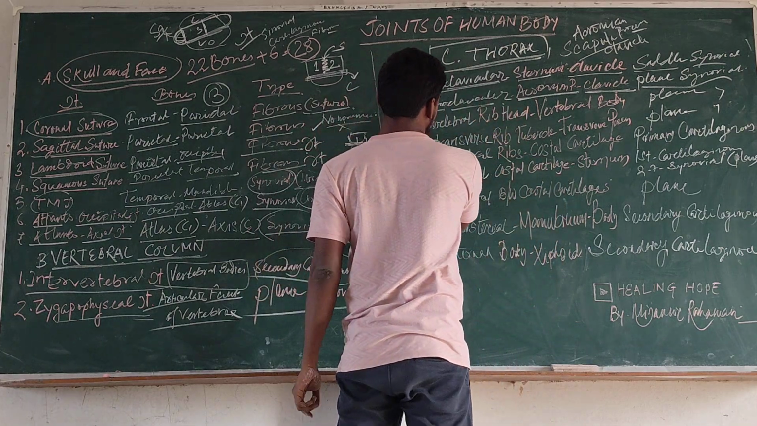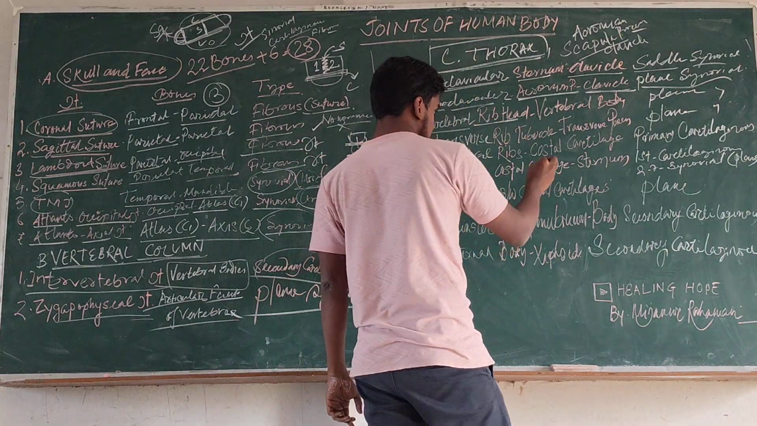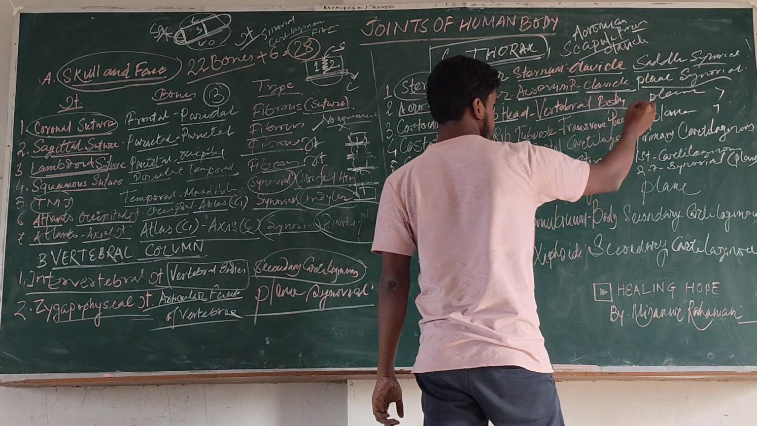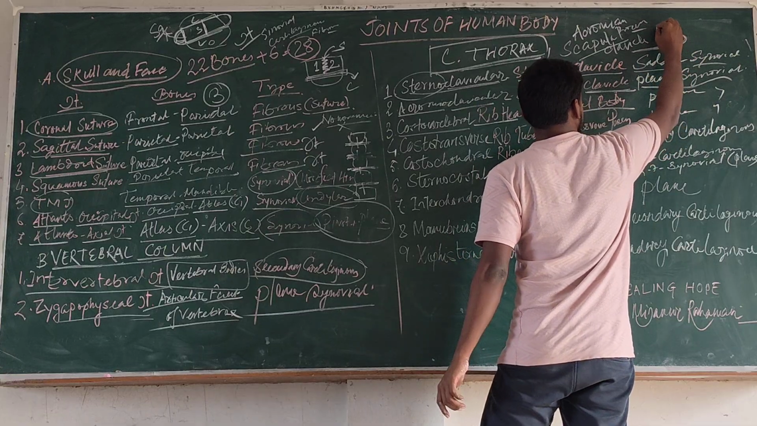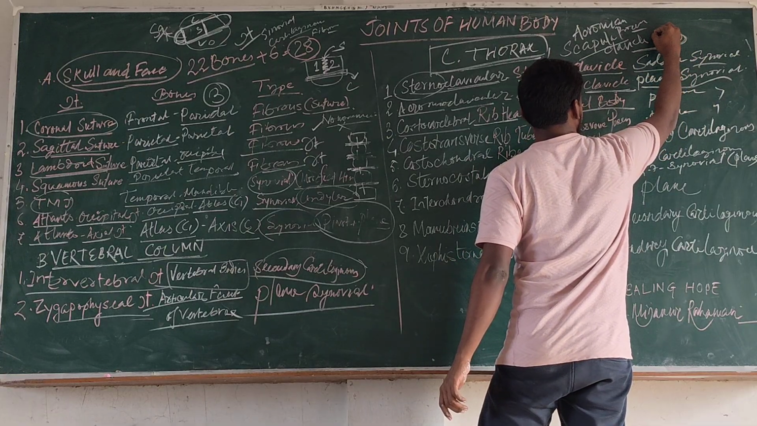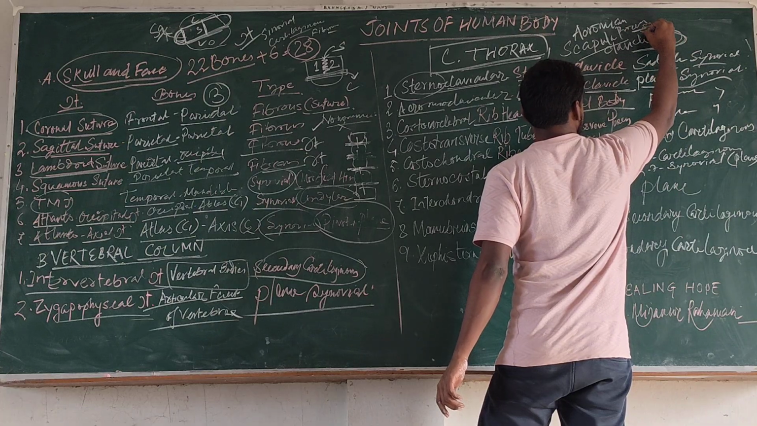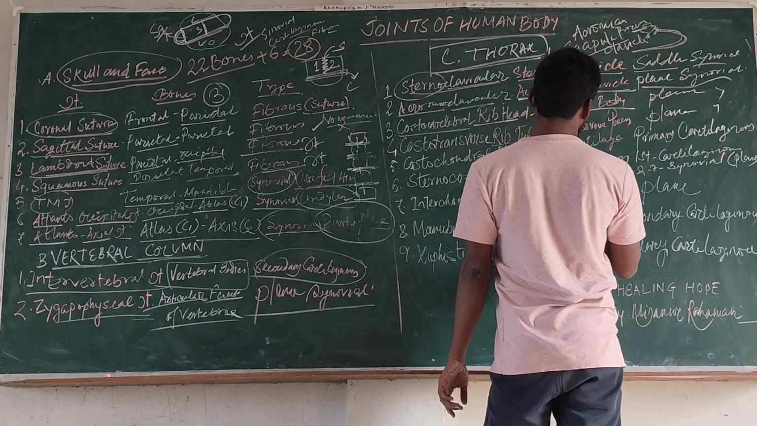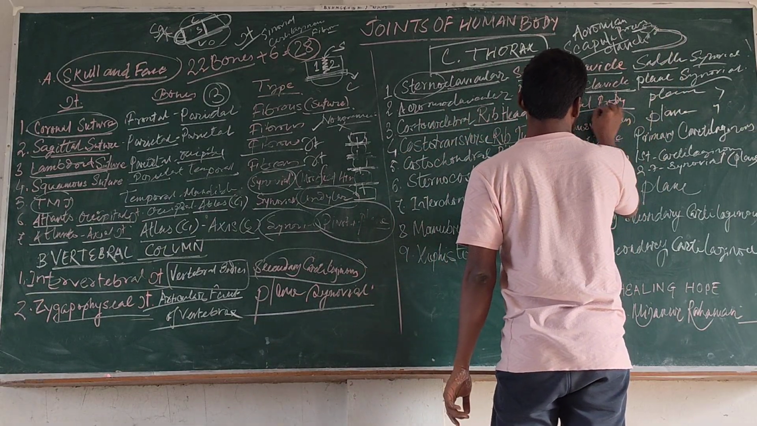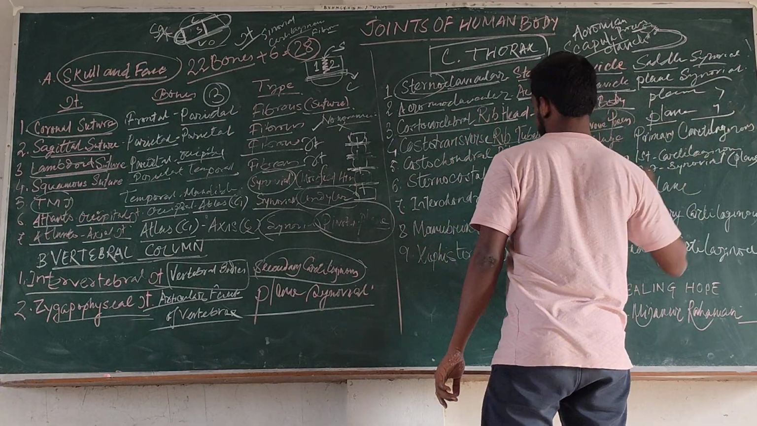Then the costovertebral joint. This one is formed by the rib head and the vertebral body. Here is the rib head and here is the vertebra. And in the case of the vertebra, the transverse process of the vertebra, this is also a plain synovial joint.